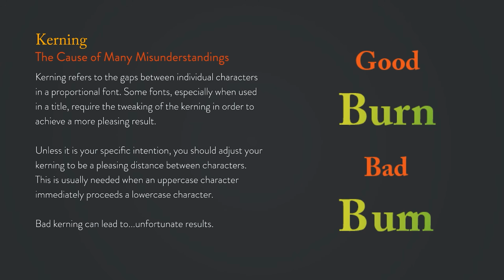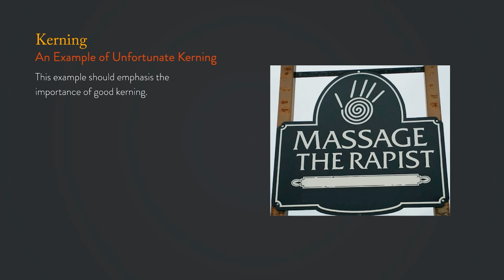Kerning then, the cause of many misunderstandings. Good kerning allows you to read this word correctly, burn. Bad kerning causes you to read the word, possibly, as bum. So kerning refers to the gaps between individual characters in a proportional font. Some fonts, especially when using a title, require you to tweak this in order to achieve a more pleasing result. The larger your font size, the more likely you will have to do custom kerning. Unless it's your specific intention, you should adjust it to be a pleasing difference, unless you're trying to make a little visual gag. Bad kerning can lead to unfortunate results.